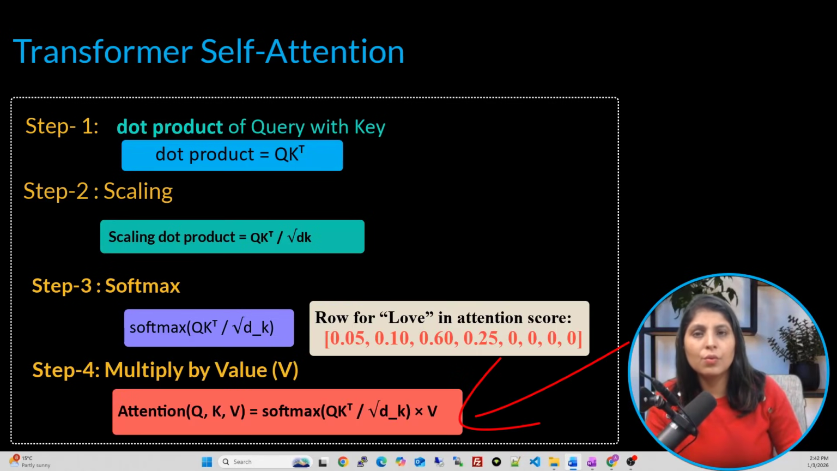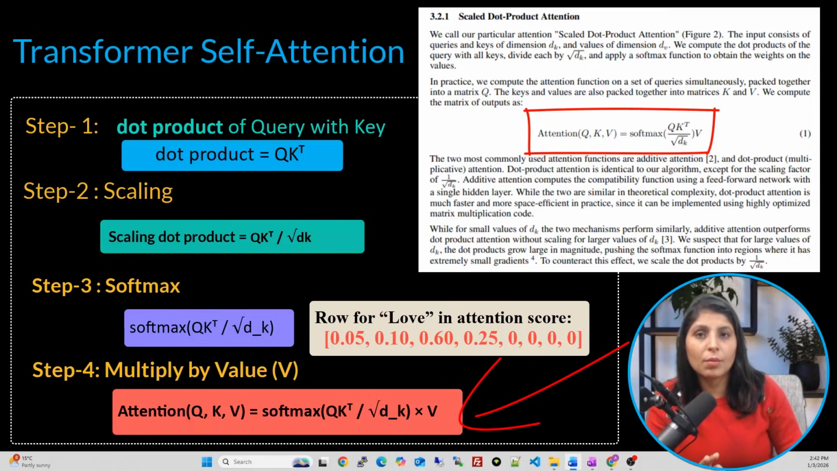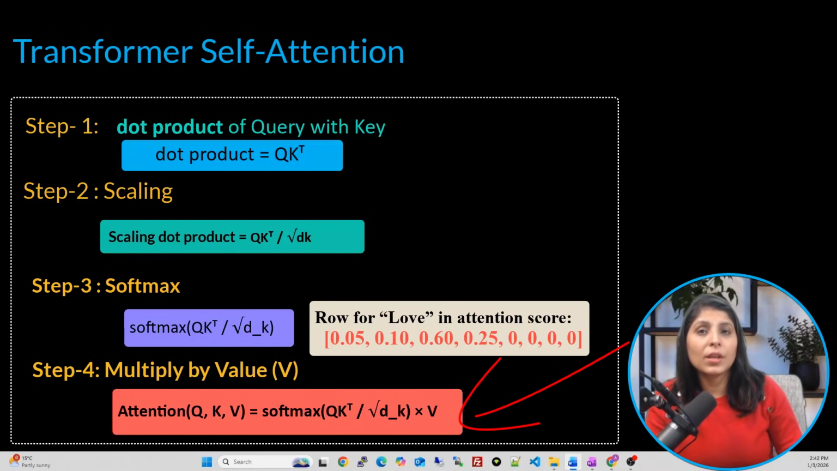See here, into V. This part we are using now. So this is the final formula. You can see in the paper, this is the final formula, right? So this is how you can calculate the attention scores. Now let's understand it in detail.